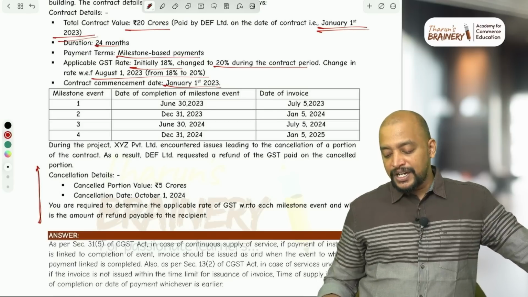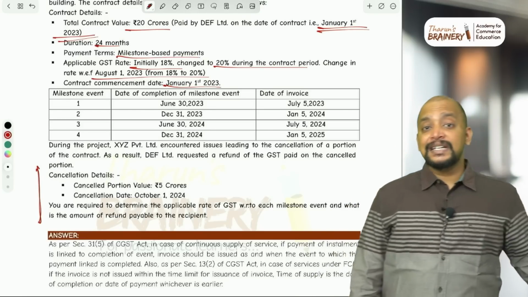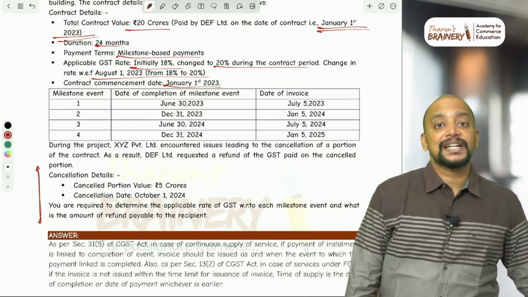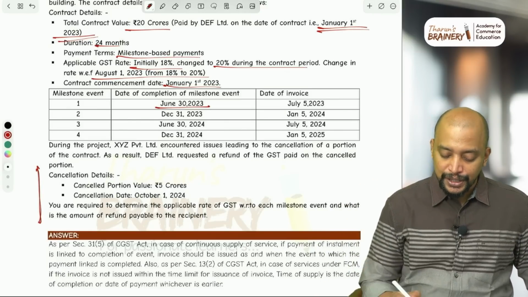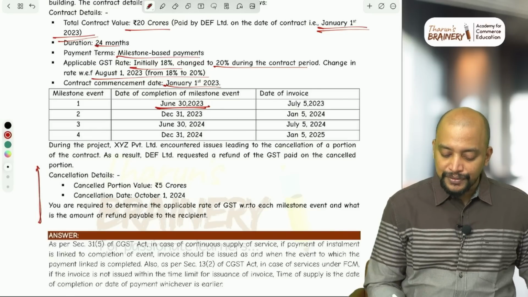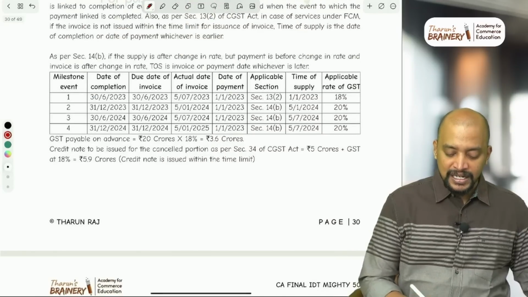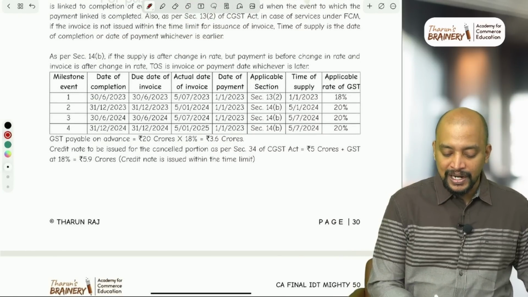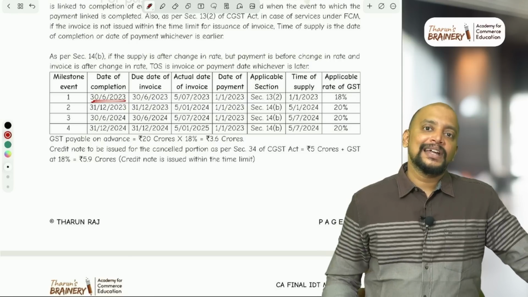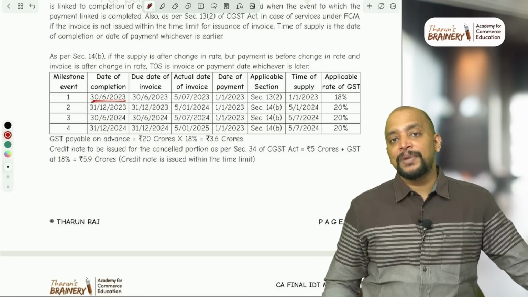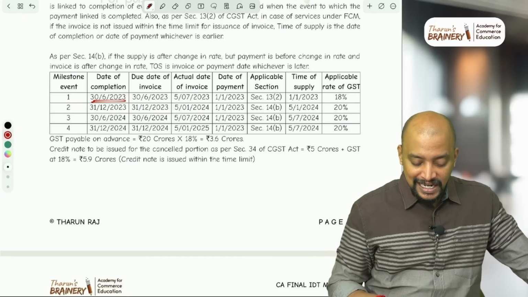First of all, we need to apply section 14. This is services. Under section 14, we need to check whether the supply is before or after the change in rate. Here, the date of completion of the milestone event is June 30, 2023, which is before the change in rate. As the supply is before the change in rate, what should be taken as the time of supply? Invoice date or payment date, whichever is earlier.